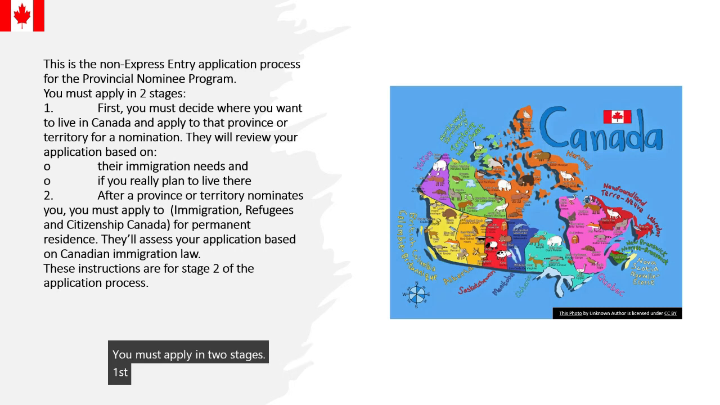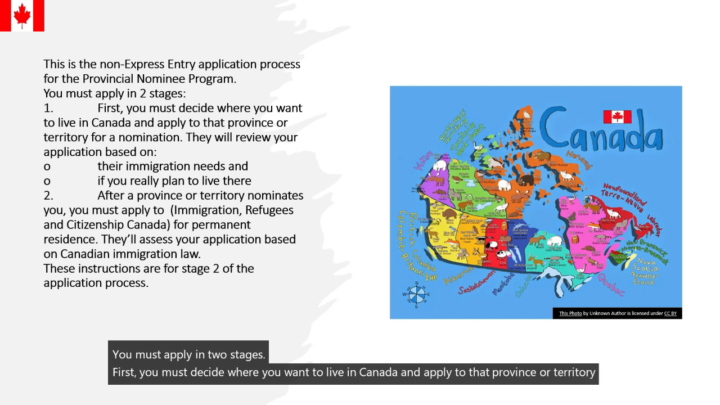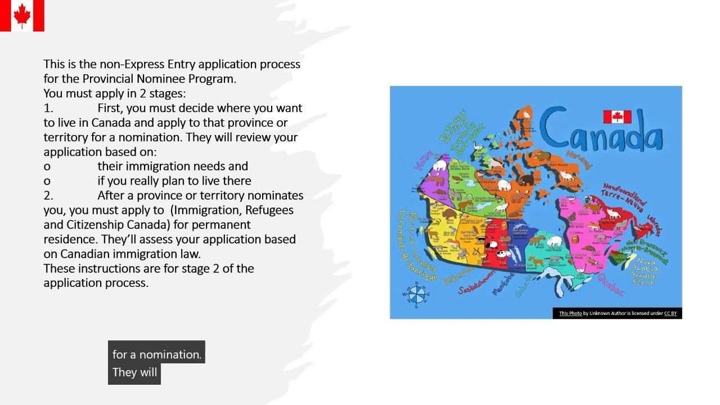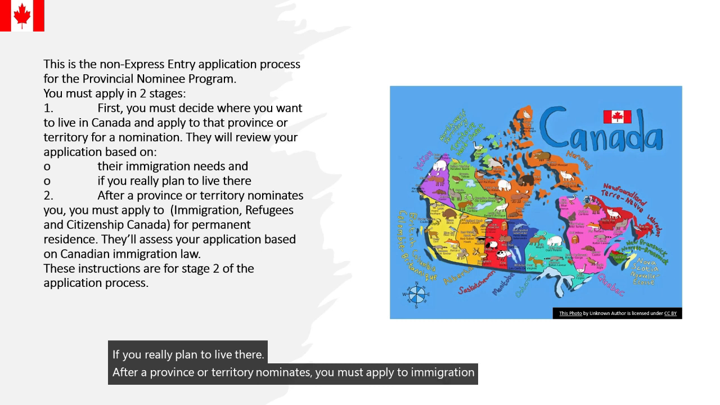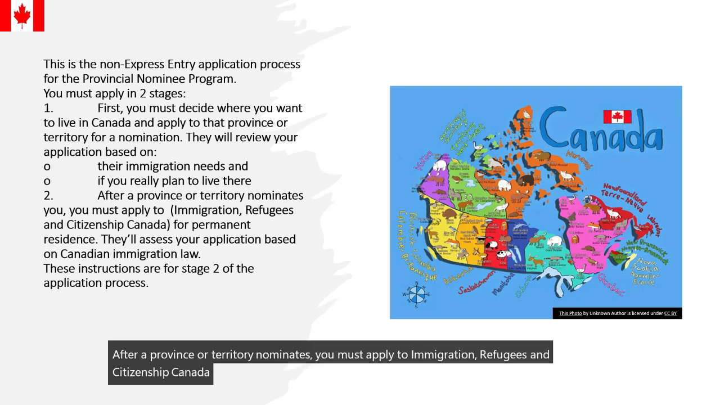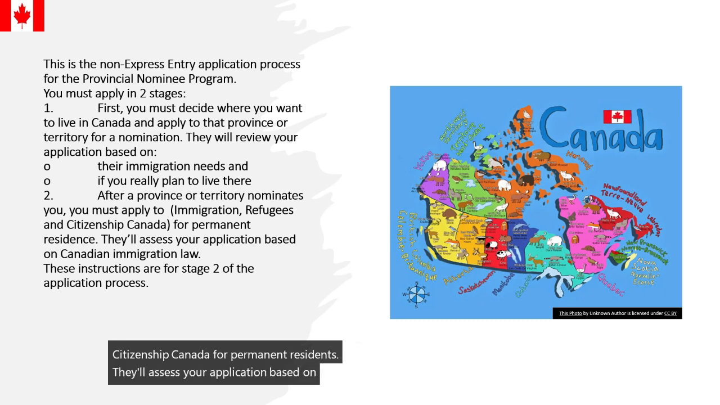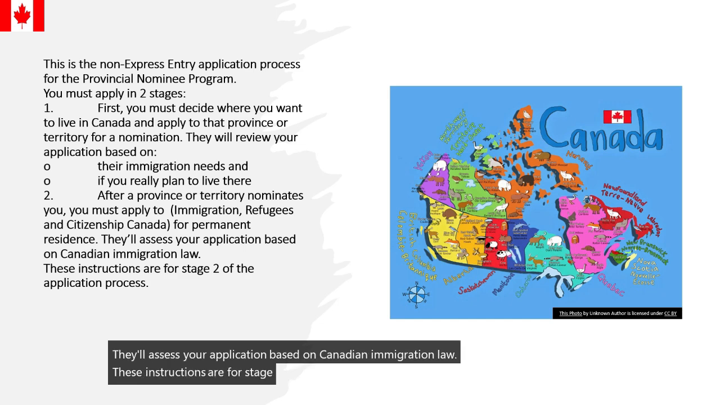First, you must decide where you want to live in Canada and apply to that province or territory for a nomination. They will review your application based on their immigration needs and if you really plan to live there. After a province or territory nominates you, you must apply to Immigration, Refugees, and Citizenship Canada for permanent residence. They'll assess your application based on Canadian immigration law. These instructions are for Stage 2 of the application process.